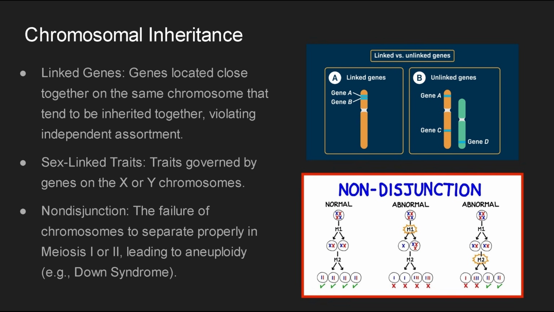Finally, let's look at the physical chromosome behavior. Linked genes are located so close together on the same chromosome that they rarely cross over and usually inherit as a unit. We also have sex-linked traits governed by the X or Y chromosomes. Sometimes chromosomes fail to separate correctly during meiosis. This is called non-disjunction. This results in gametes with an incorrect number of chromosomes, which can lead to conditions like Down syndrome and also lead to no more cell division, which means the cell will go into the phase G0 or just perform apoptosis.